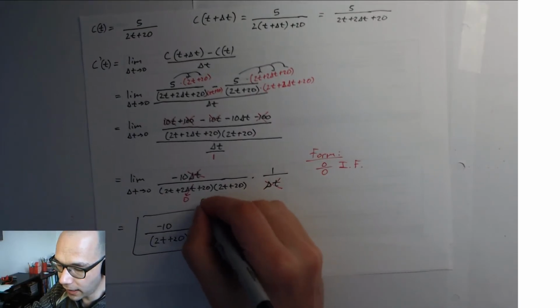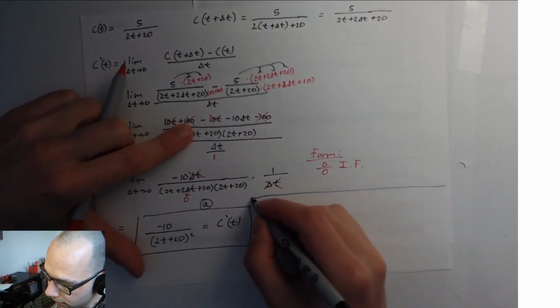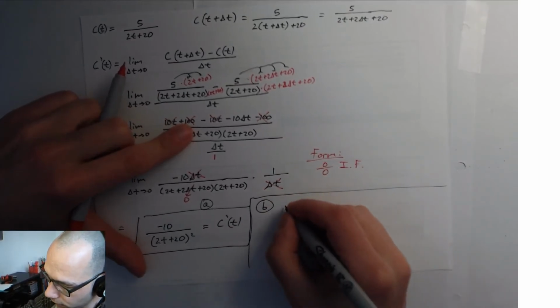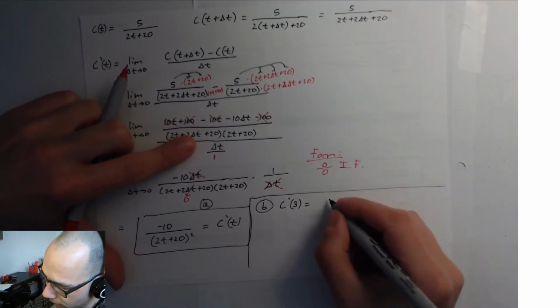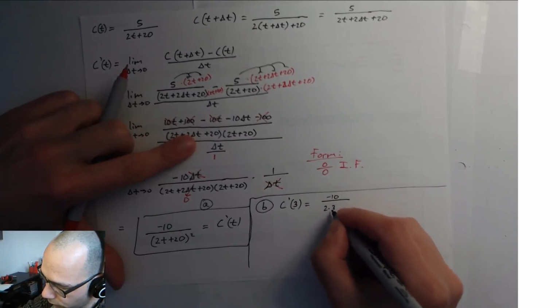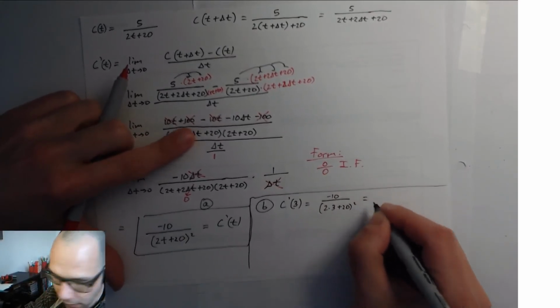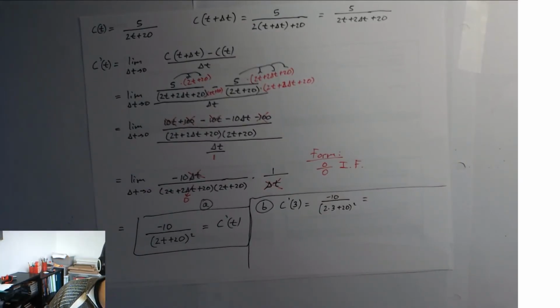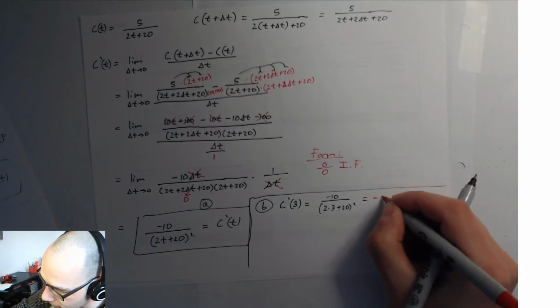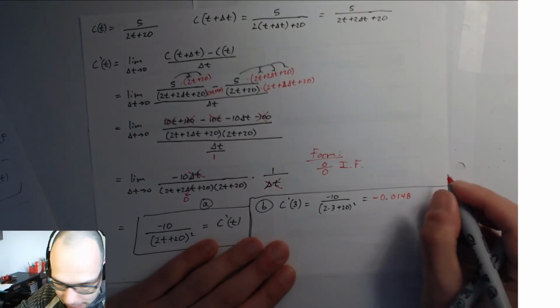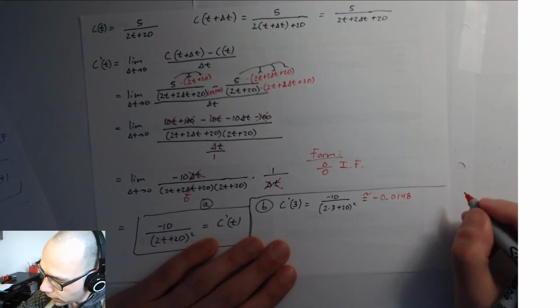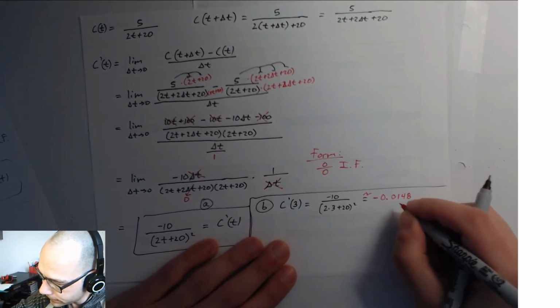Now that we're done with A, we have to do B. Let's do B right here. We have to evaluate C prime of 3. So I'm going to plug in 3 right here. So it's going to be negative 10 over 2 times 3 plus 20 squared. And I did my calculations previously. I don't want to be doing that again. I got negative 0.0148, rounded to 4 digits after the decimal.